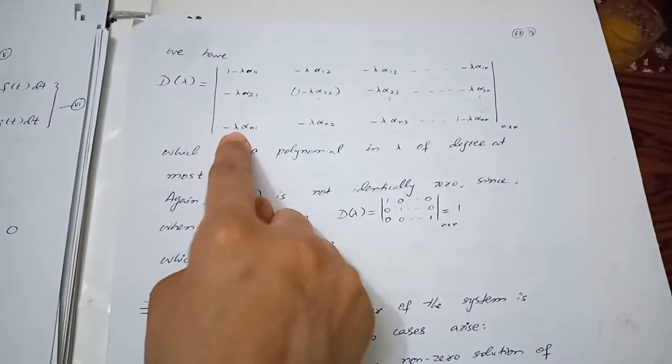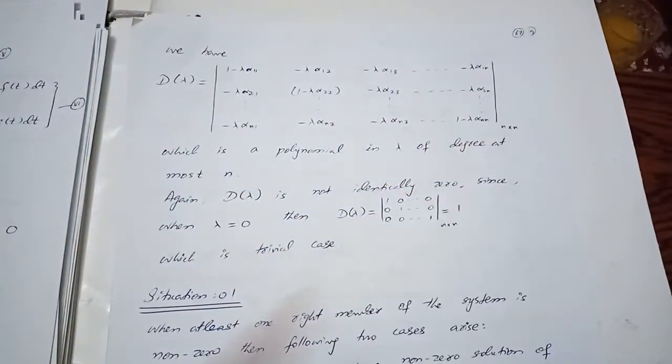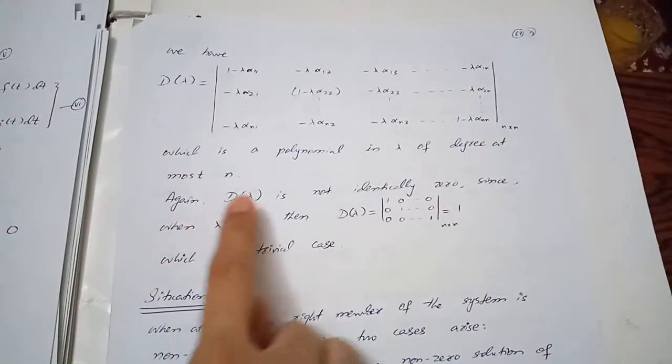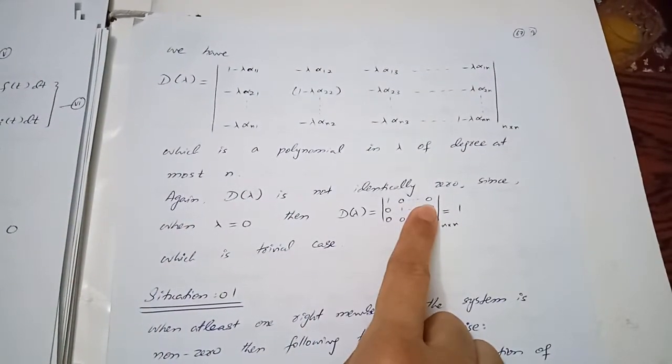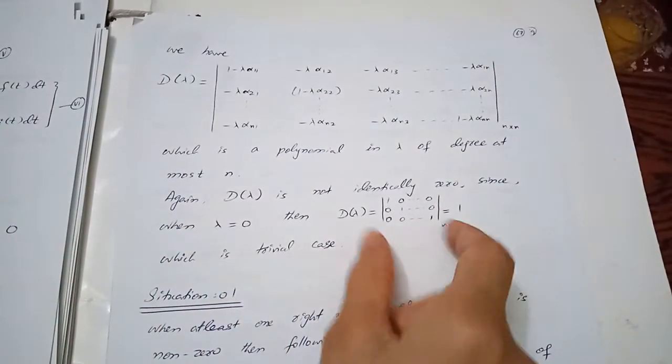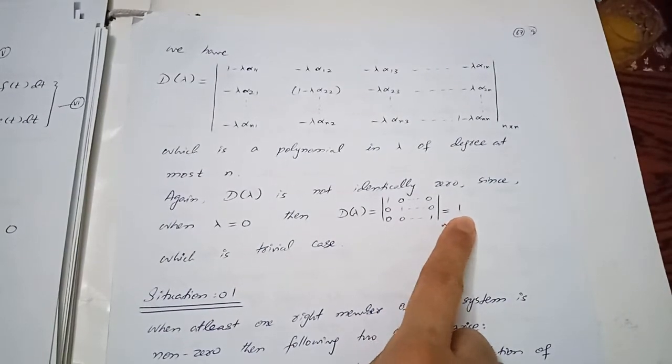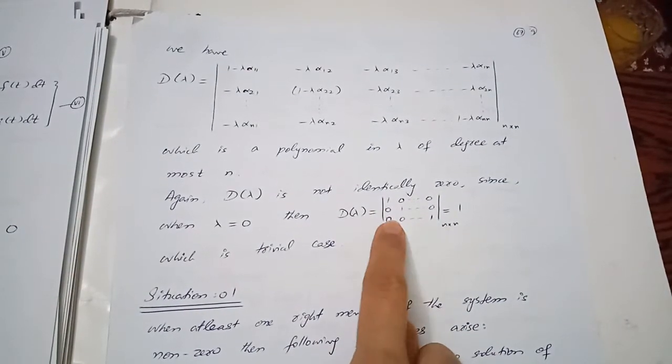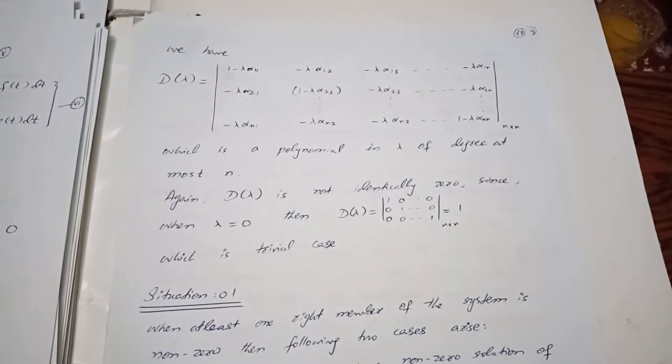First column is for C1, second for C2, and up to Cn, which is a polynomial in lambda of degree at most n. Again, D of lambda is not identically 0, since when lambda is 0, D of lambda will be equal to 1, because this will be an identity matrix, the determinant of the identity matrix, which is a trivial case.